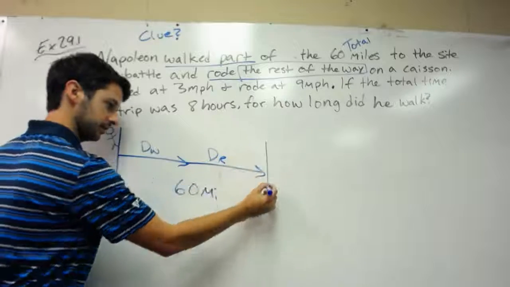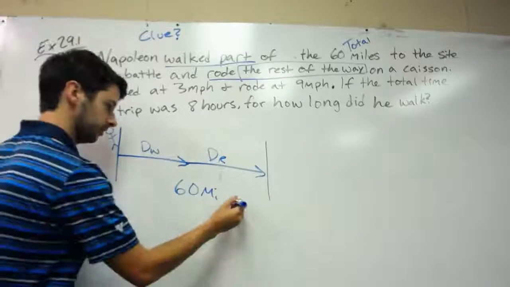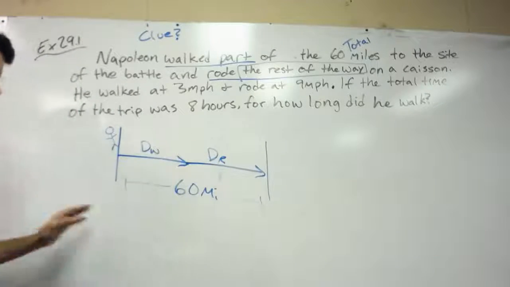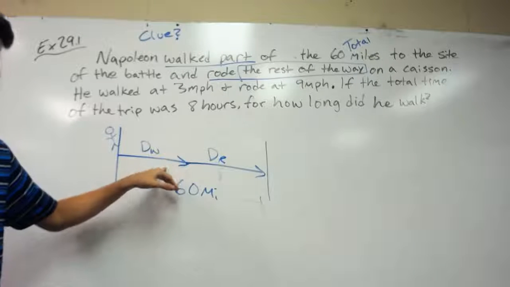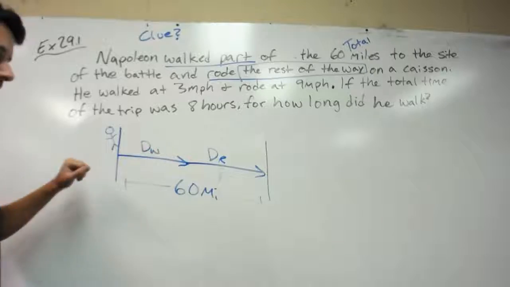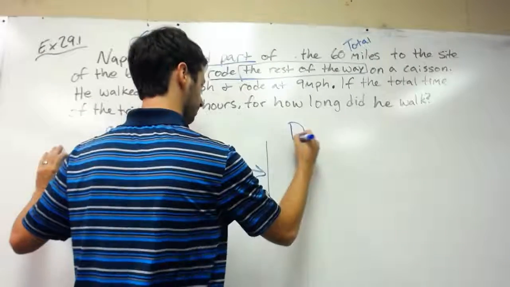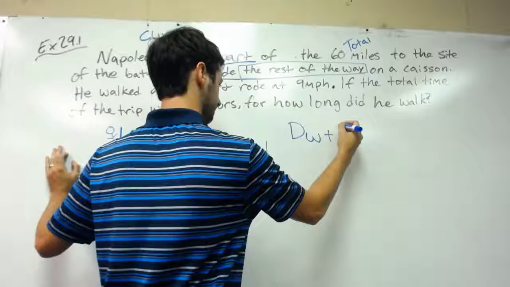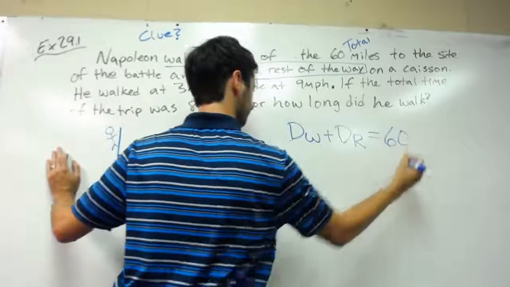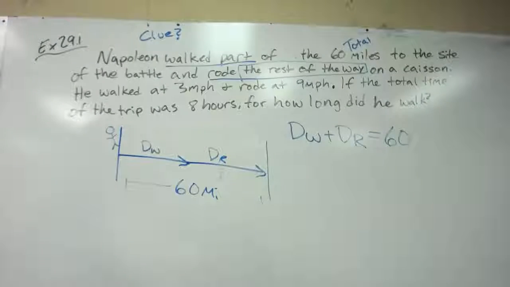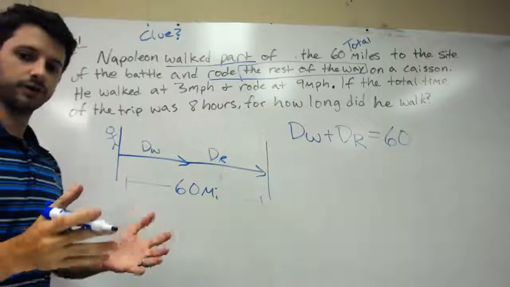Okay? That was a stopping point, but the total amount of distance traveled was 60. So this is how we can originally start it. And so what we can say is that distance walked plus distance rode equals 60. Then from there, always break that down further.